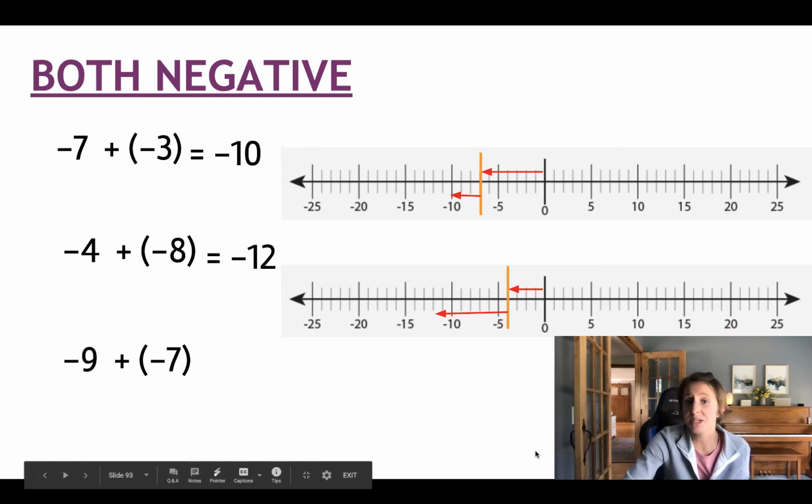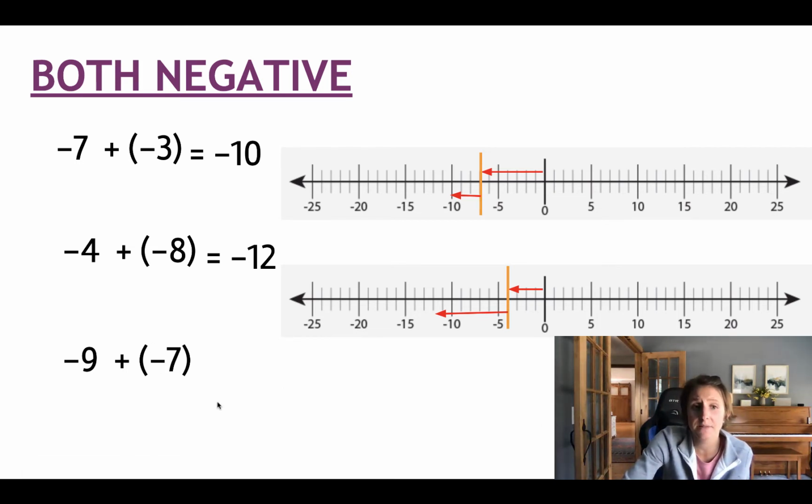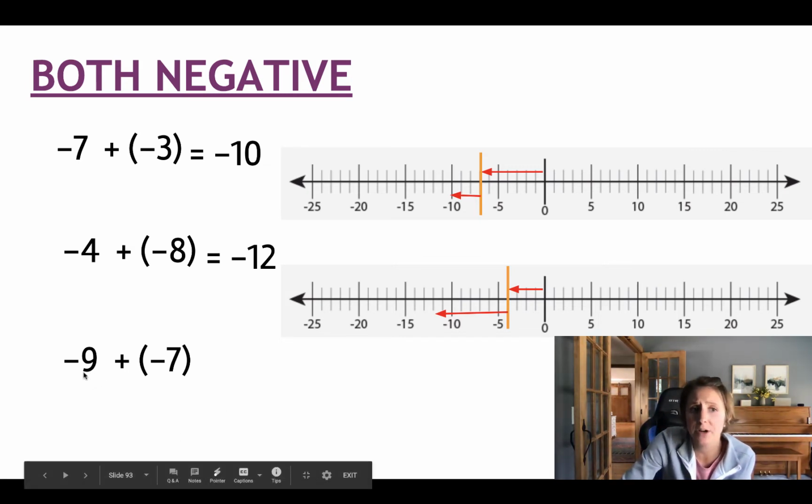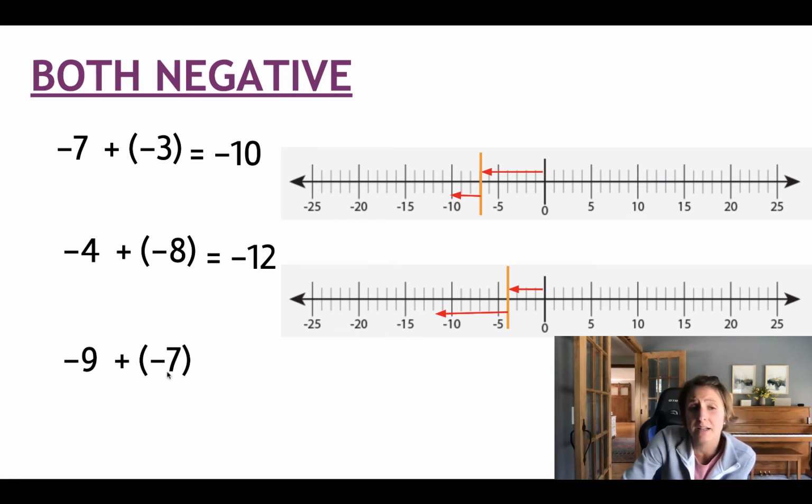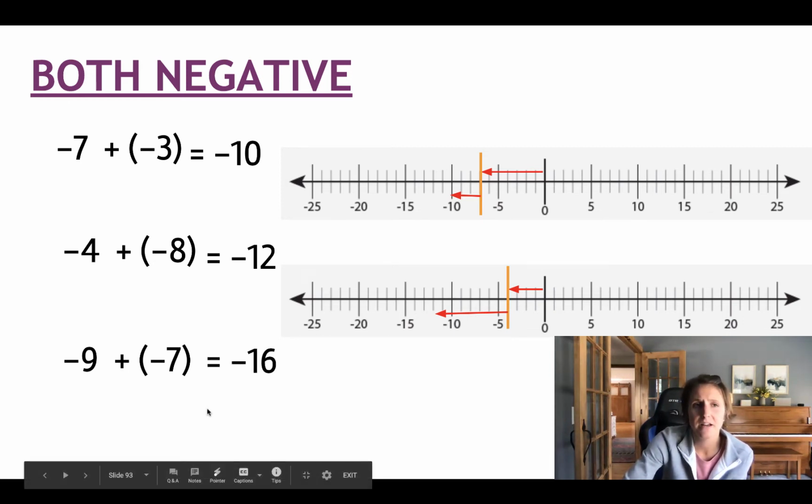Look at the last one. This one I don't have a number line to work through it with you, but I just want you to use what we just did in the last 2 examples. Both of these terms are negative, so are you going to be walking further into negative land or positive? Negative. So you are at 0, you go to negative 9. Now you're going to take 7 more steps from negative 9 in the negative direction. Where would you be? Negative 16. So when both our integers are negative, we're walking further into negative land.